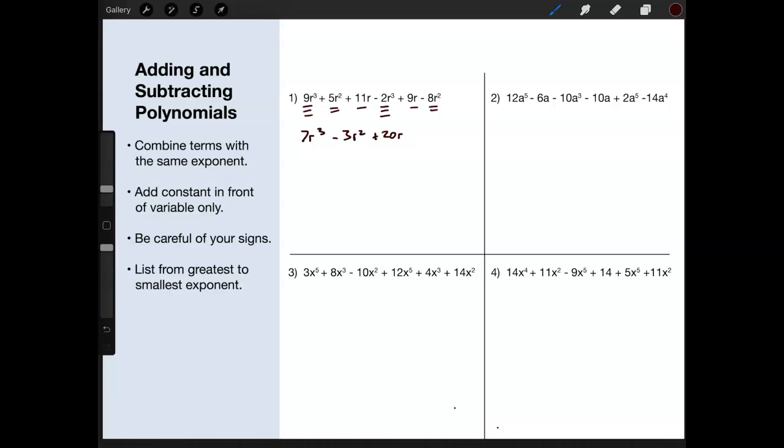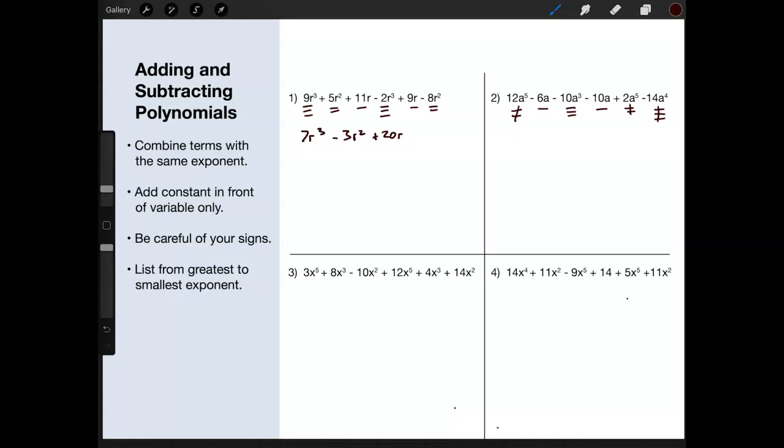For example number 2, we have 12a to the 5th minus 6a minus 10a cubed minus 10a plus 2a to the 5th minus 14a to the 4th. Now drawing 5 lines underneath the a to the 5th would be a bit much, so you can use your own sign you'd like. These are the signs I chose. I only go as far as 3 lines and for 4. So we're going to start with the 5th.